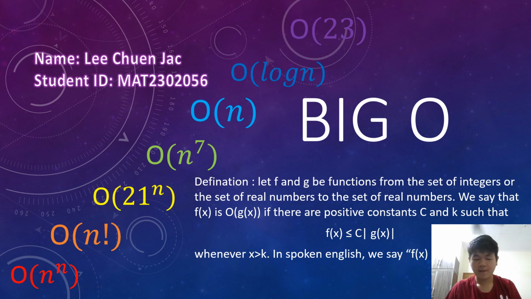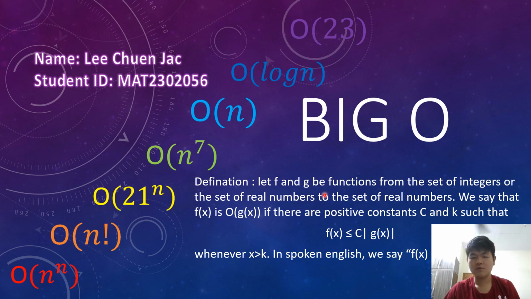For example, if the first algorithm is n and another algorithm is n to the power of 7, then we can see that the first algorithm uses far fewer operations when n is large, like we can take n equal to 100 or 1000. Let's see the definition of Big O.